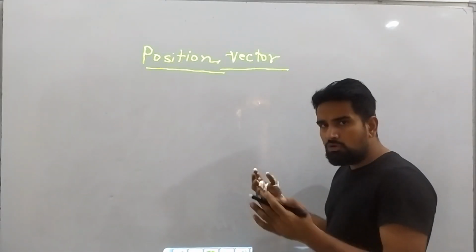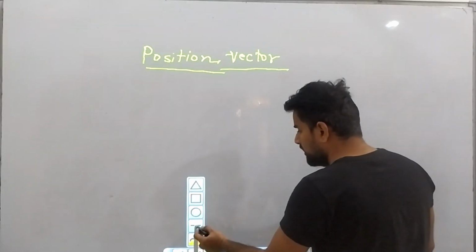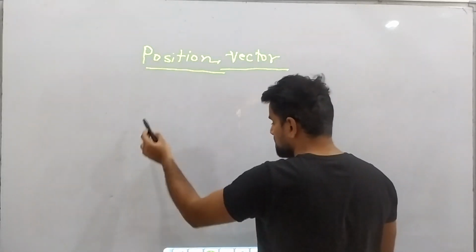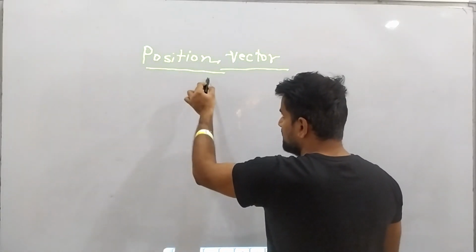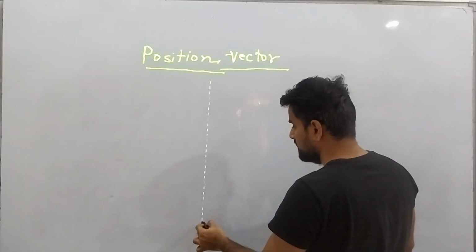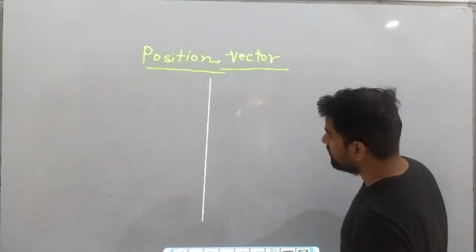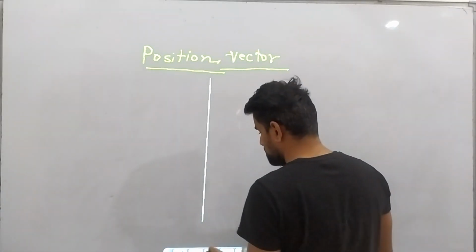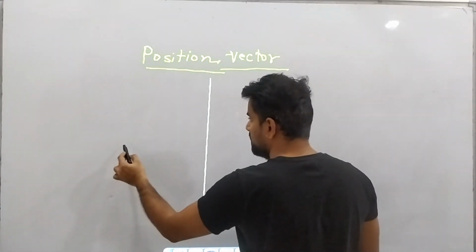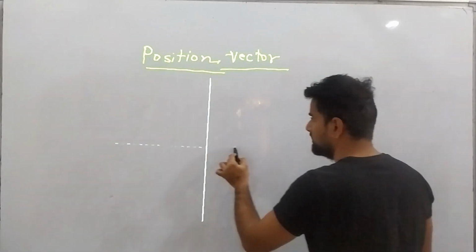So how do we represent it? We can represent it by a simple method. Like if I say that this is the ordinate, and let me use the blue one for the x-axis.